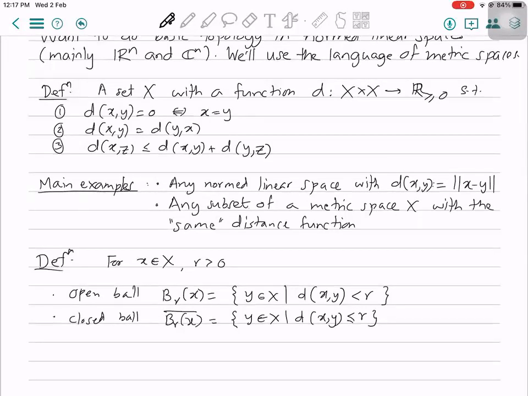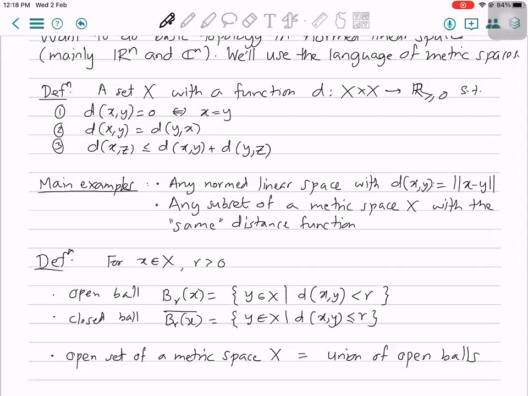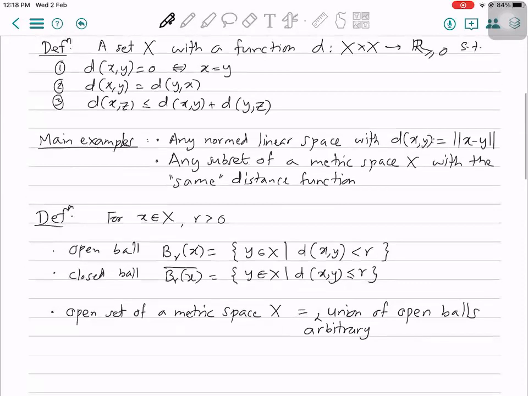So just a series of definitions. Oh, okay. I said union of balls, but of course I mean open balls. So just to emphasize, an open set is an arbitrary union of open balls. In other words, I can take finite union, infinite union, any kind of union.